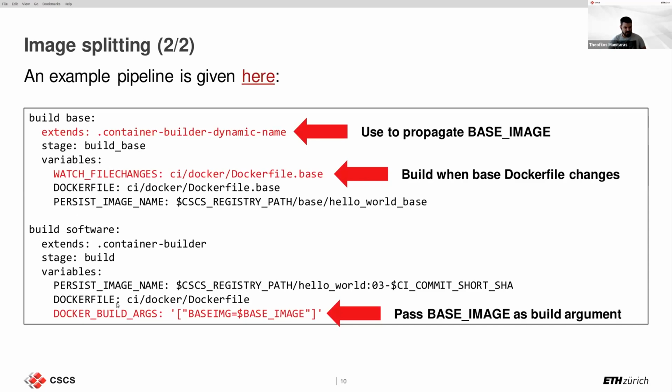Then on the second stage, where you actually build your software, you extend the typical container builder as before, but now you pass the base image that is injected from the container builder dynamic, and you can pass it as a Docker build argument, which will inform the Docker file that will build your source code that the base image is the one that is referred to in the build base phase. Let's see how this looks in practice.